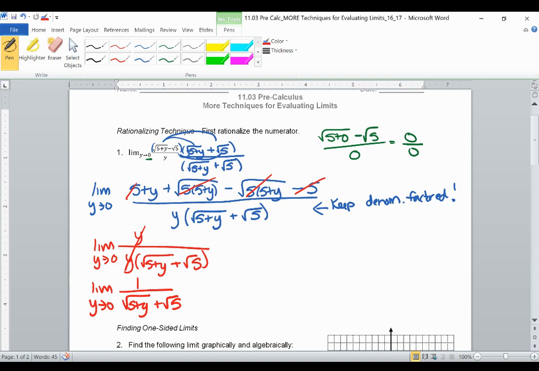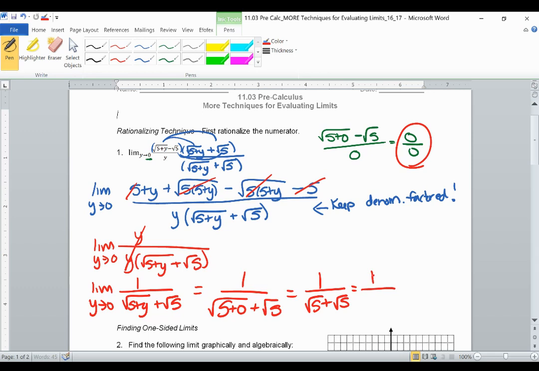Yes, there are radicals in the denominator, but that's not what we're concerned about. We're concerned about being able to use direct substitution and whether or not we get that indeterminate form. So now let's try direct substitution. Everywhere I see a y, I'm going to put a 0. So I get rad 5 plus rad 5. Well, this is good news. And we just have a 1 on top. So now I have 2 rad 5.